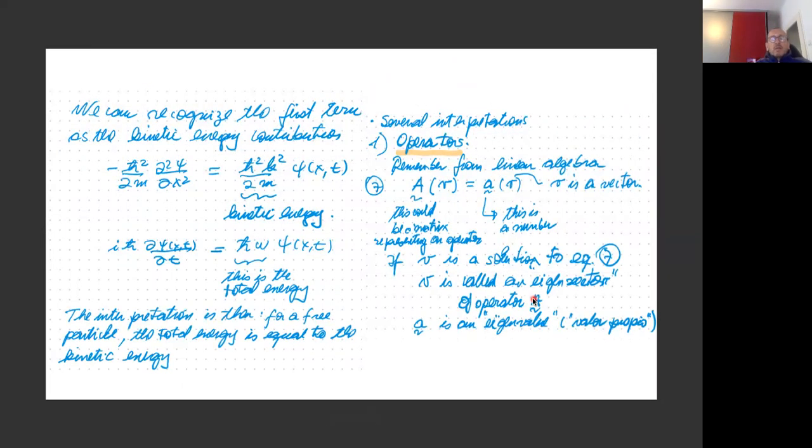We can recognize the first term here, as I was mentioning before, gives rise to the kinetic energy term. And this term here gives rise to what is called the total energy term. So in the case of the system we are looking at, which is a free particle, the total energy term should be equal to the kinetic energy term. That's the only thing that I'm doing.